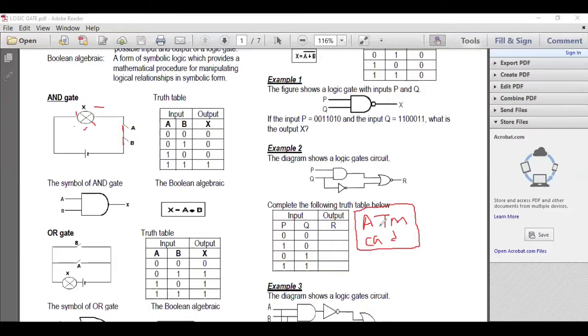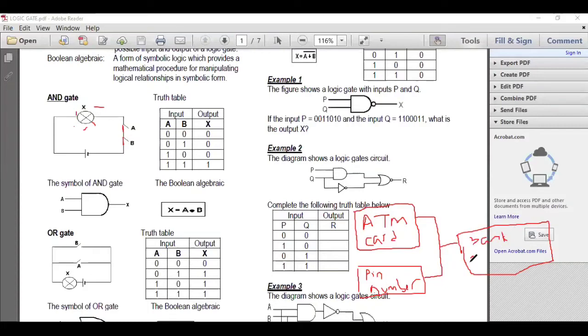Okay, you must have the ATM card. And then the second thing that you must have is your PIN number. So these two will be the input, and then your output will be whether you can enter the bank system. That means whether you can withdraw money, look at your account and so on. So the bank system, that means to look at your account.